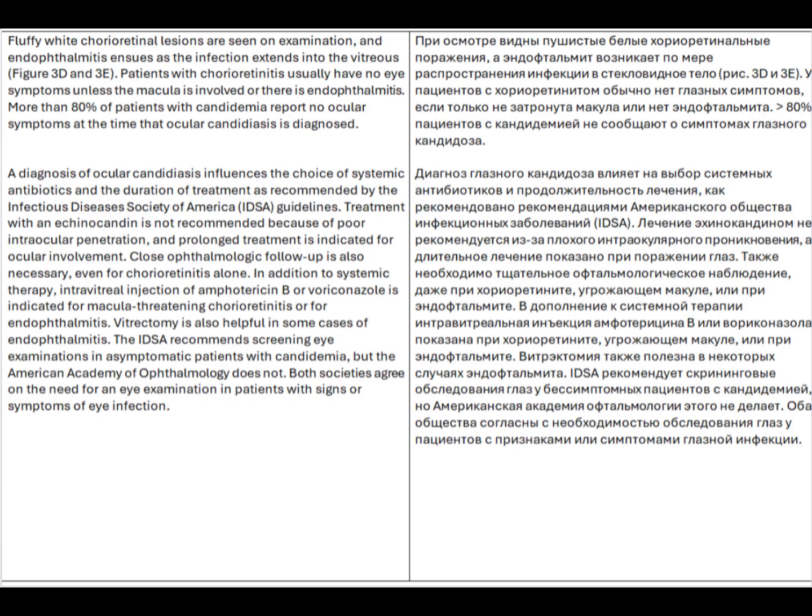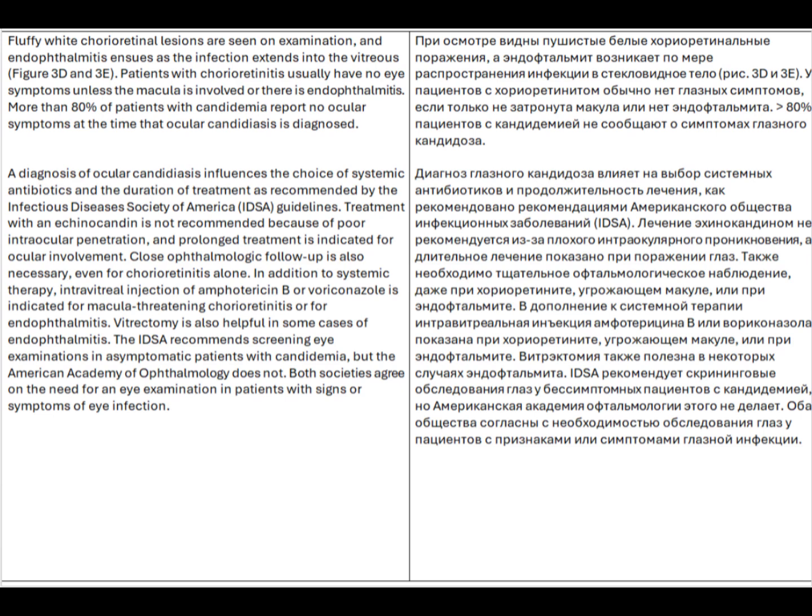A diagnosis of ocular candidiasis influences the choice of systemic antibiotics and the duration of treatment, as recommended by the Infectious Diseases Society of America (IDSA) guidelines. Treatment with an echinocandin is not recommended because of poor intraocular penetration, and prolonged treatment is indicated for ocular involvement. Close ophthalmologic follow-up is also necessary, even for chorioretinitis alone. In addition to systemic therapy, intravitreal injection of amphotericin B or voriconazole is indicated for macular-threatening chorioretinitis or for endophthalmitis.